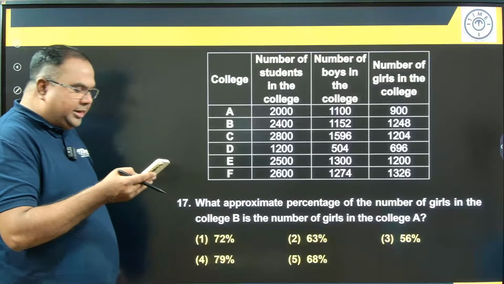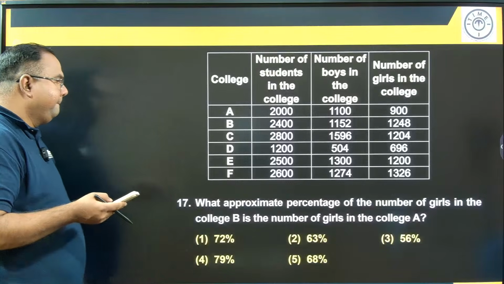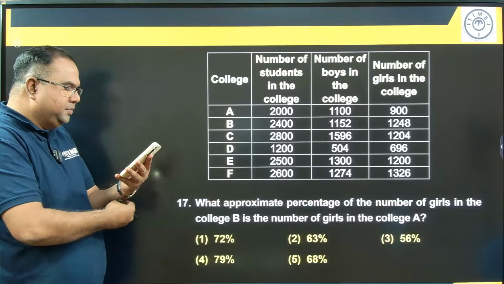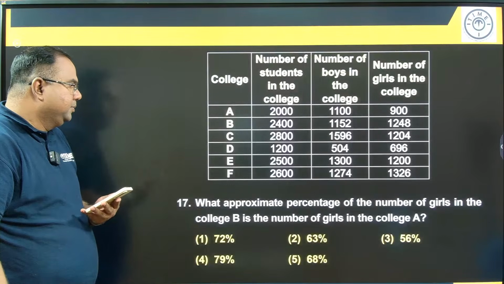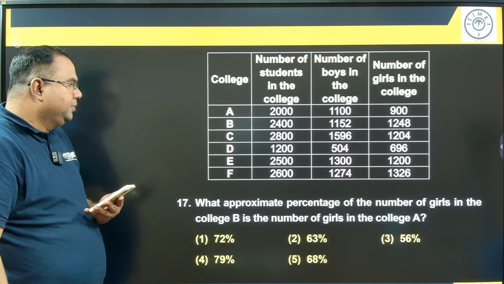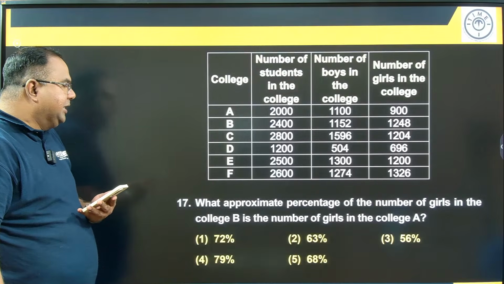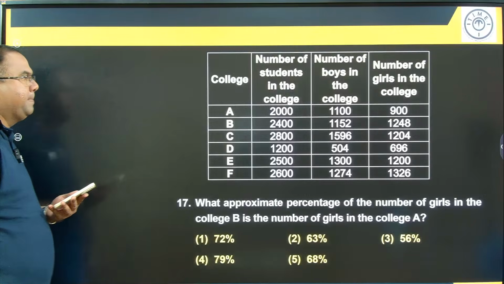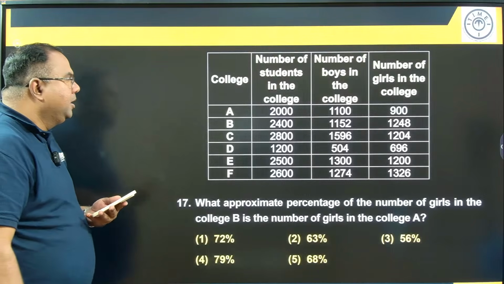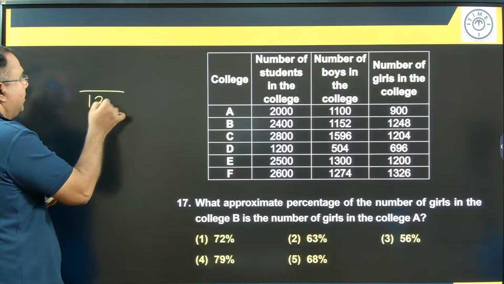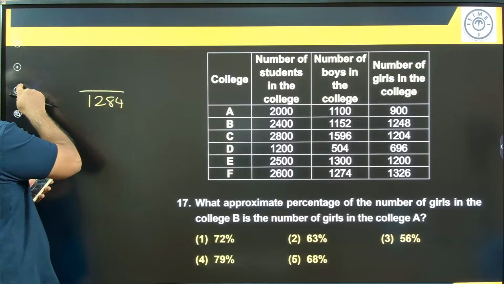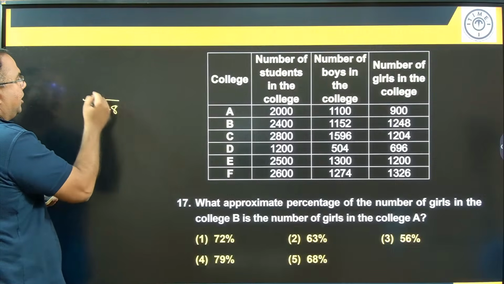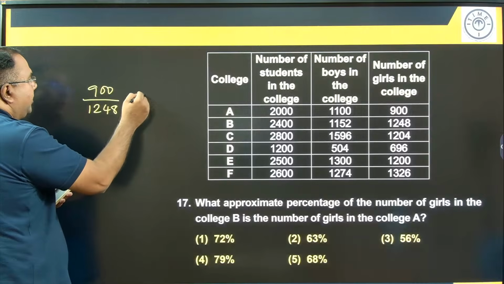17th question. Try this question. What approximate percentage of girls in college B is the girls in college A? Try this, ma. Girls in college B, 1248. Girls in college, sorry, my mistake. Girls in college A, 900 into 100.